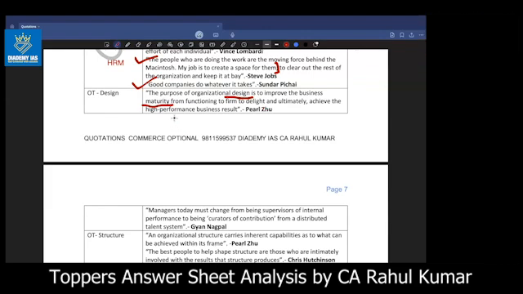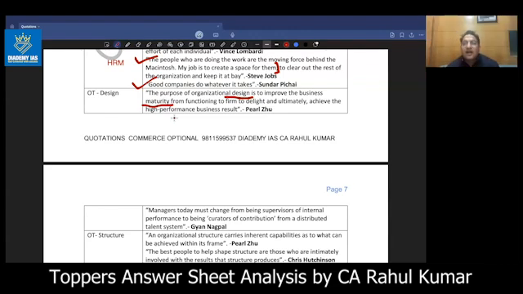We can ignore it. Sir, I think it should be improve the business maturity from functioning of the firm to delight. Right, ऐसा गलती. हाँ grammatical mistake लग रहा है सर कुछ. I agree with you because मेरे भी mind में off वाला आ रहा था. I think that is fine. Off, yes. The purpose of organizational design is to improve the business maturity from functioning of firm to delight and ultimately achieve the high performance business result. This is very good. We can use it in the design.